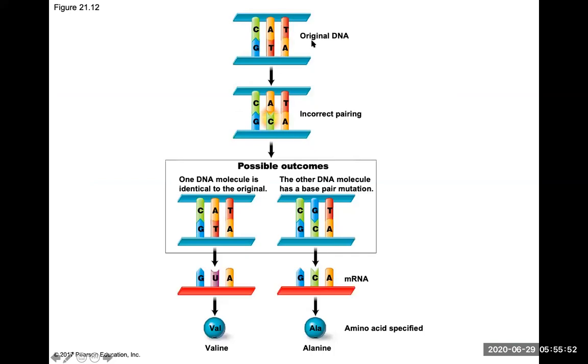So this looks like the original DNA, but with an incorrect pairing, and how we can have two different possible outcomes based on that incorrect pairing, that one base pair mutation.